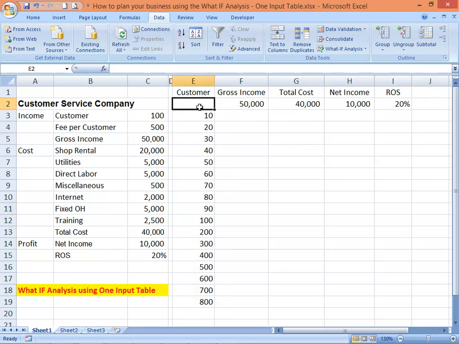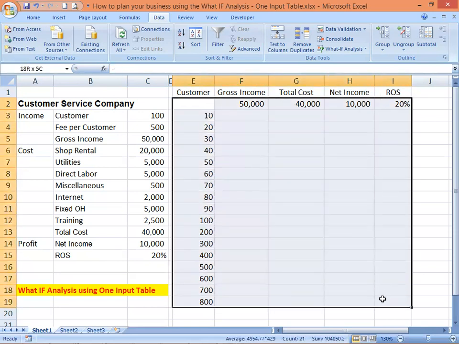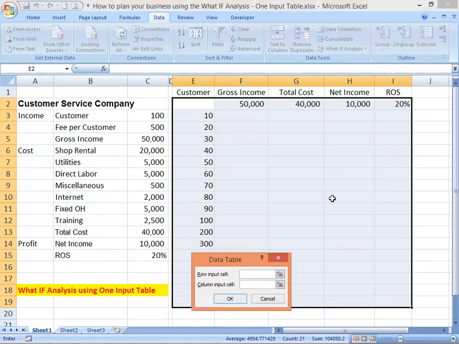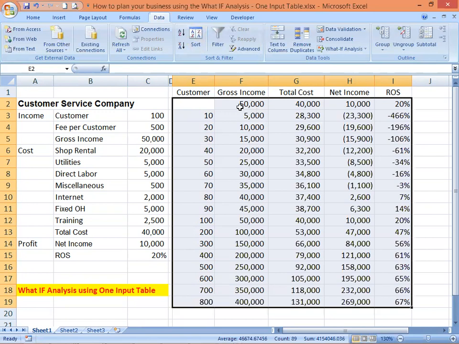So all you have to do is just highlight everything here. Then go to Data, then go to What-If Analysis, then go to Data Table. The last video that I have in terms of the what-if analysis was based on two input cells. So this time I'm going to use just one input cell, which is on the column, because we're going to analyze the number of customers. So we're going to get it from here, number of customers, this one. Then just enter. Then you get all the numbers.